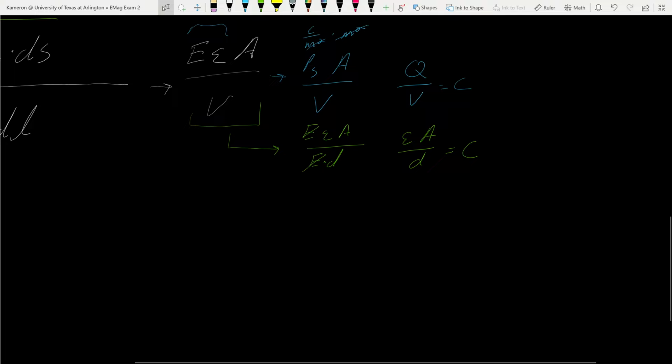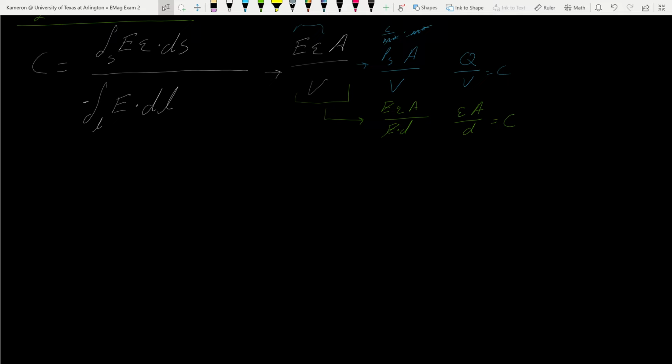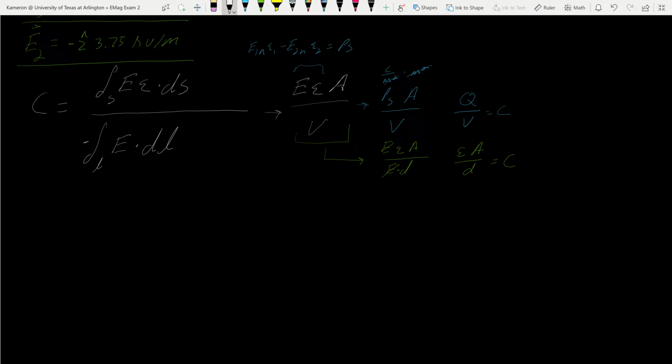Alright, so let's go back to solving for the charge. Let me just circle this real quick. This is an equation that's good to know. This is a good equation to know. This is good to know. Those are helpful. They'll help you get places with these questions. But if you want to solve for charge, you can just use this equation right here.